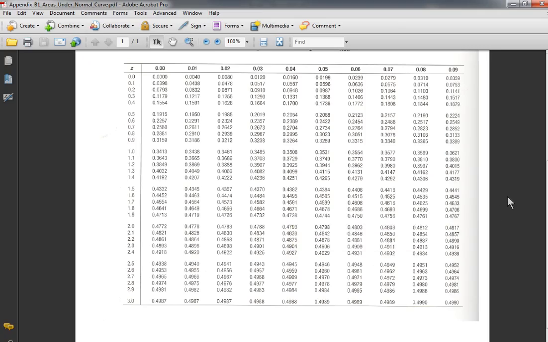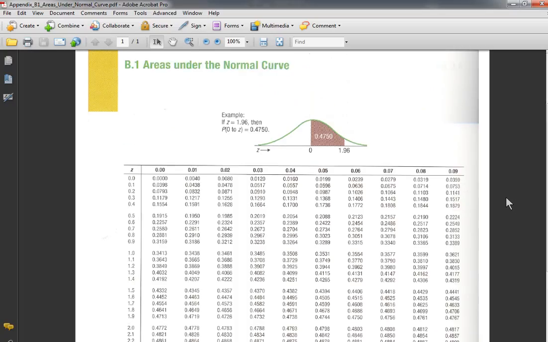Now, I emphasize that this is the one that comes with my textbooks because all the charts can be set up a little bit different, and I'm going to talk about that. Let me start by talking about this example that they're showing up here at the top. In their example, they're saying, what is the probability if z is equal to 1.96, and then they say find the probability between 0 to whatever z is, and okay, z is 1.96.